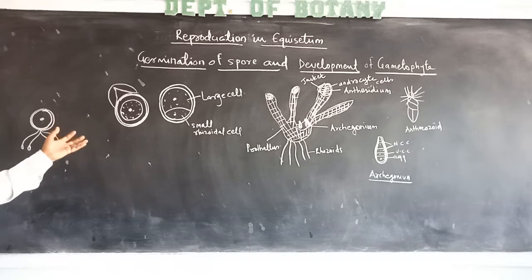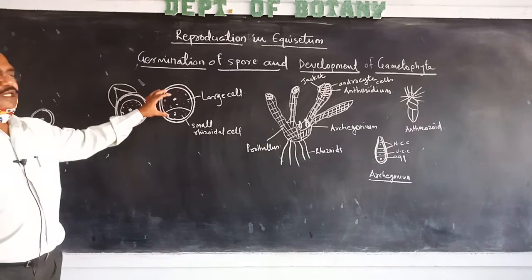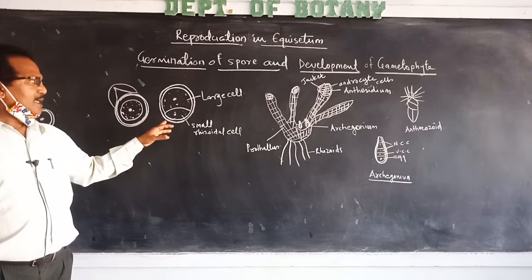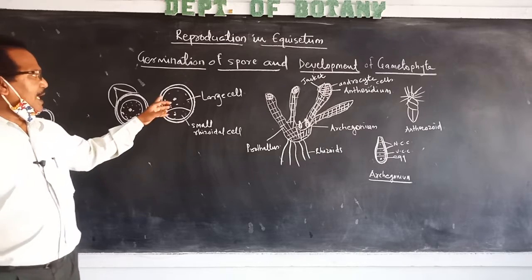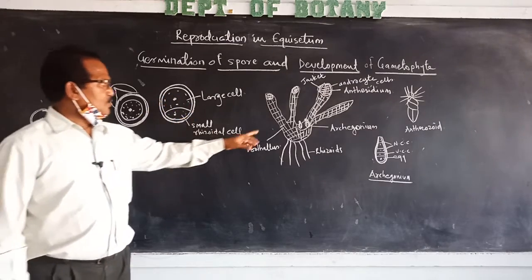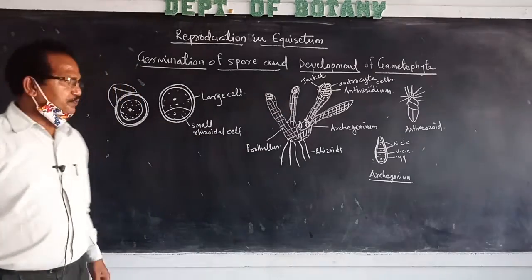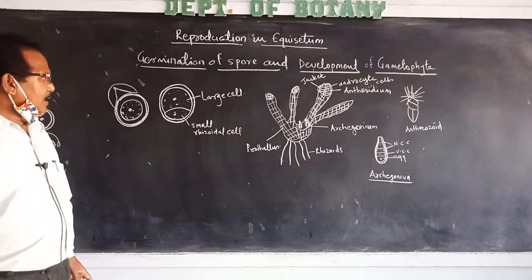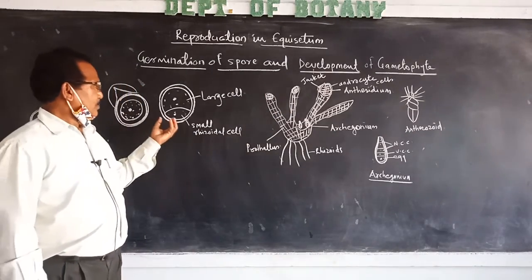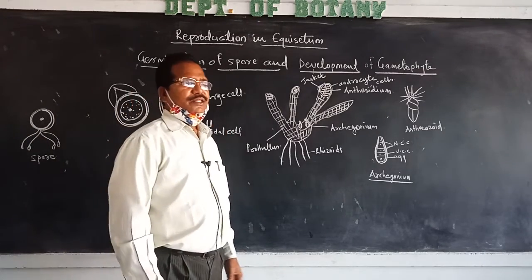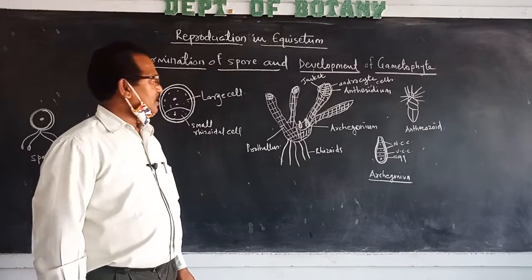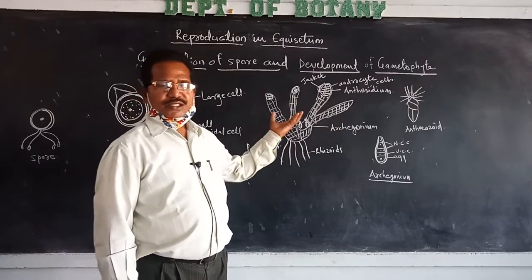This spore, when it falls on suitable substratum, divides into two unequal sized cells. The smaller cell is called the rhizoidal cell, while the larger cell gives rise to the prothallus tissue. After that, the larger cell divides and redivides, and forms into a prothallus tissue.